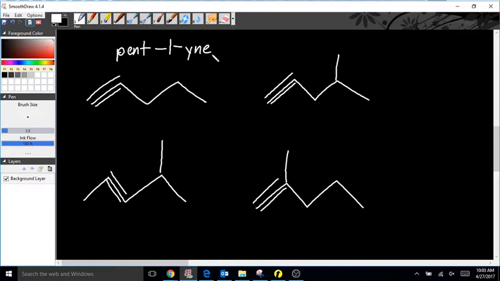All right, and then ynes just work the same way as enes. Just indicate where your triple bond is, what carbon starts it, and end it with y-n-e. If you have more than one triple bond, diyne, I guess, is what you'd say.